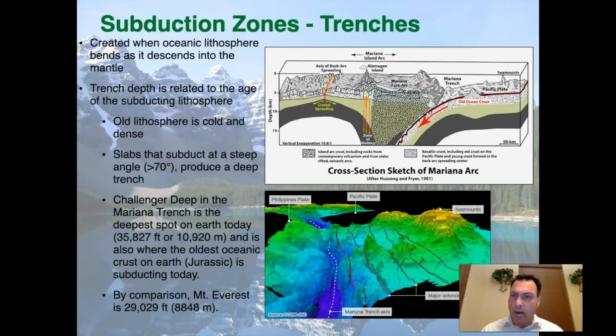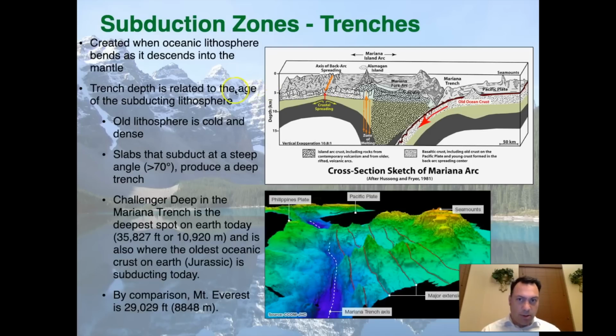So the trench is created when oceanic lithosphere bends as it descends into the mantle. We talked about this in the plate tectonics lecture that we did way towards the beginning of the video series: we have a plate, the old ocean crust, in this case the Pacific plate, that is subducting underneath the Philippines plate, and it's creating an island arc up above it. And the result is, as it's arching in, you're forming a subduction zone which manifests itself in the form of a trench, which we see right on the surface.